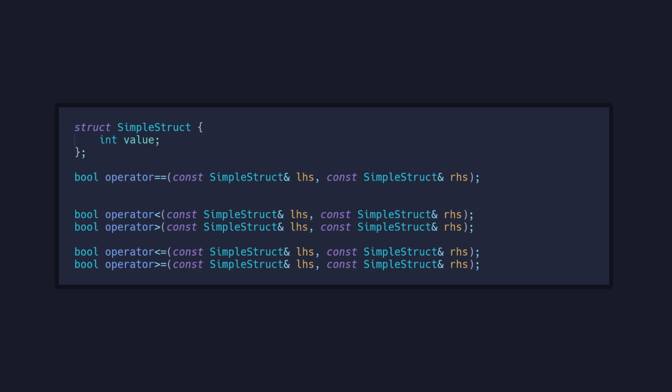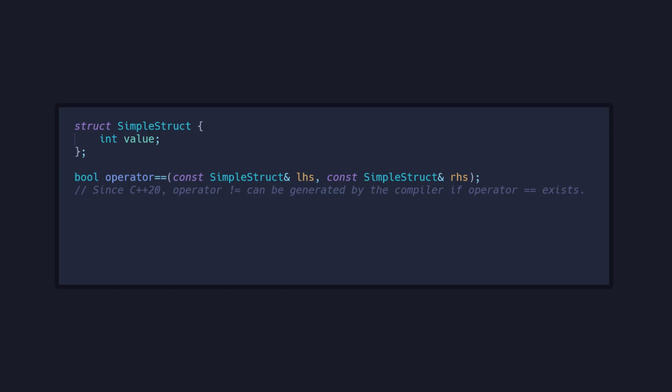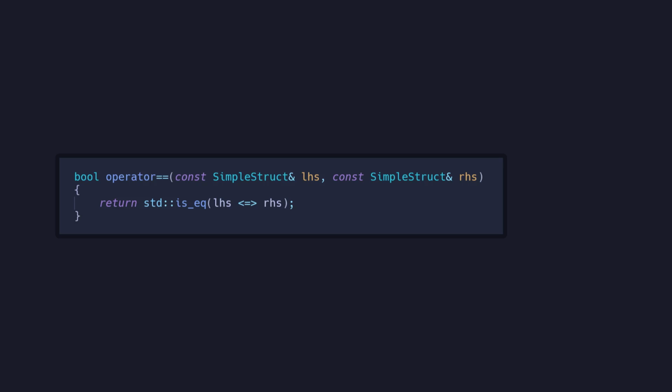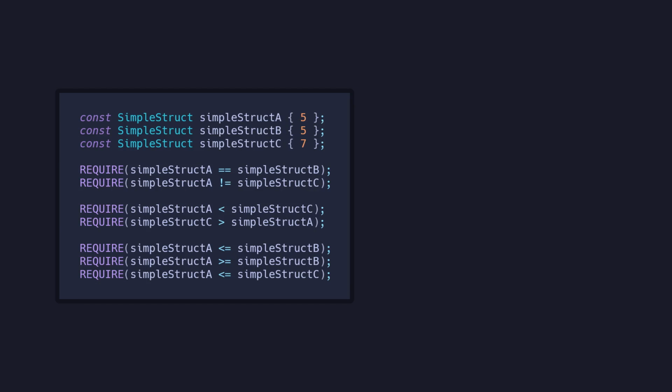Let's go back to our SimpleStruct now. To use the spaceship operator, we remove the existing comparison operators, except for the equals operator, and replace them with the spaceship operator. This operator will simply return the result of the spaceship operator on the values of the compared simple structs. Our equals operator will use the operator we just created to avoid code duplication. Now we're capable of using all the operators without the code overhead of implementing all of them separately.